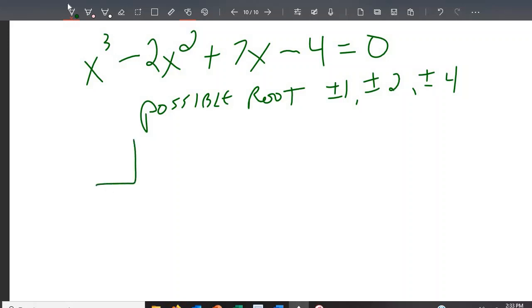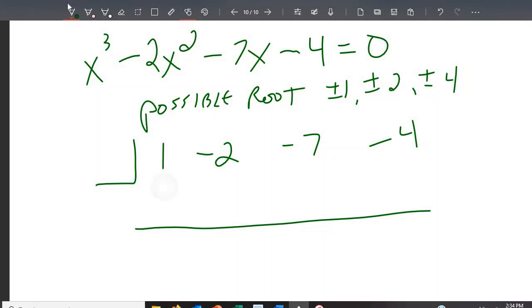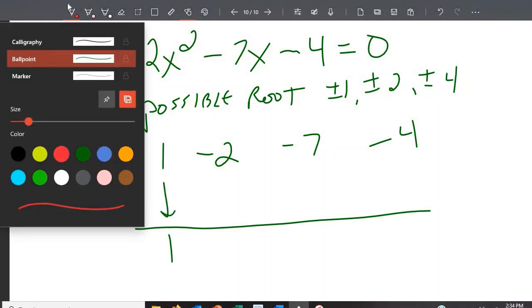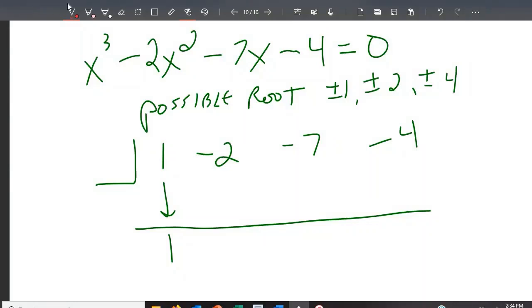And you set up your synthetic division. Whoops, that should be a minus 7, and that should be a minus 4. And you set it up just like normal. But this time, I don't know which number works, so we have to go check them.